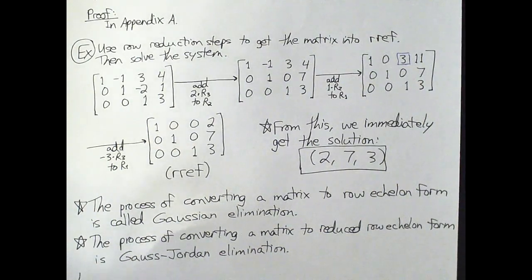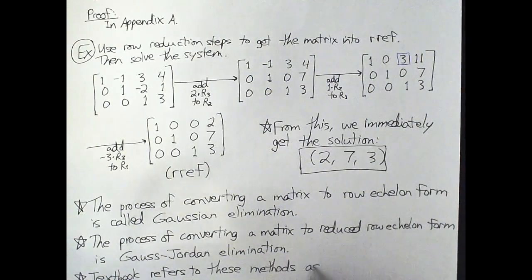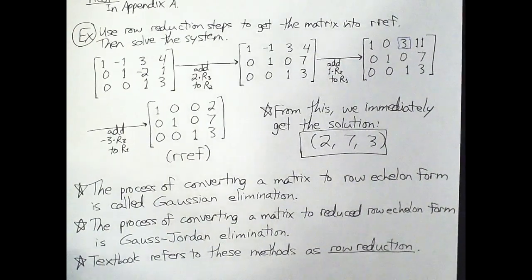And a lot of textbooks, and the textbook that I'm referencing for this course, refers to these methods as row reduction. So we might say, like, use row reduction to convert the following matrix into reduced row echelon form. Or we might say use Gauss-Jordan elimination. It's the same thing to us.